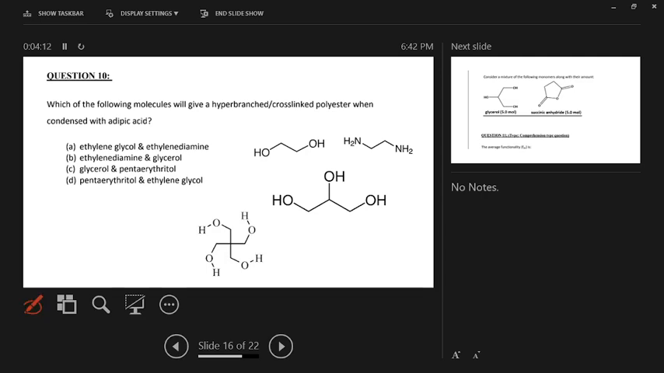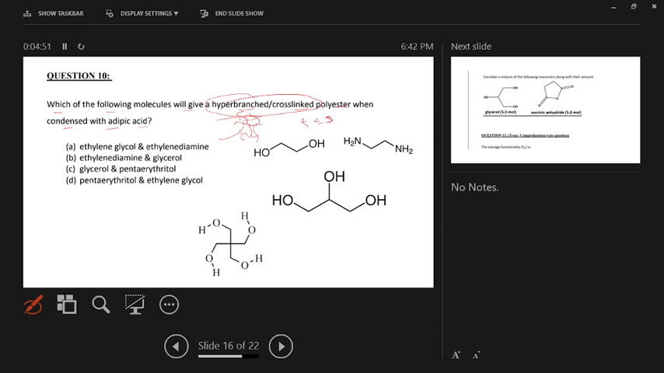Then question number 10. Question number 10 is asking which of the following molecules will give a hyperbranched cross-linked polyester when condensed with acetic acid. When will it be hyperbranched? When it reacts from all sides. So how will that happen? Only if the functional group is greater than or equal to 3.